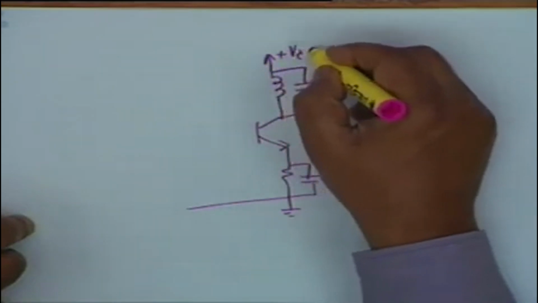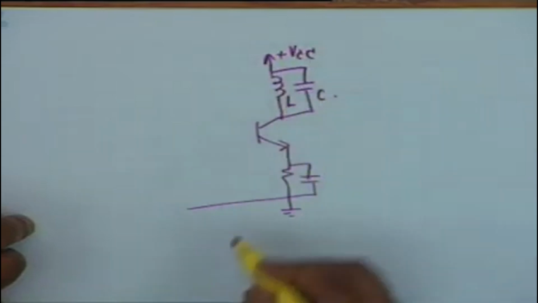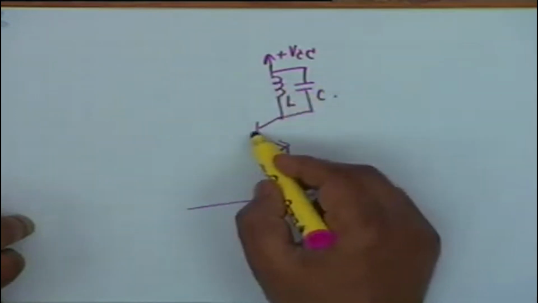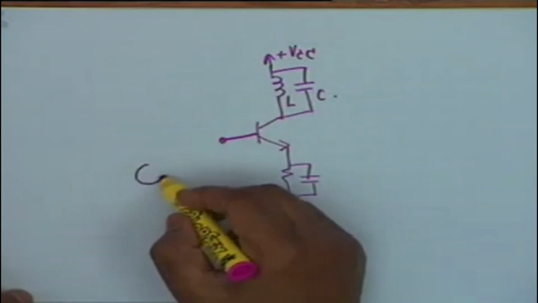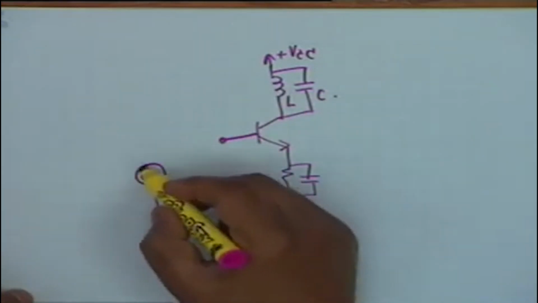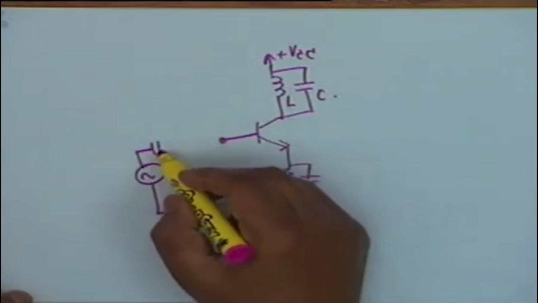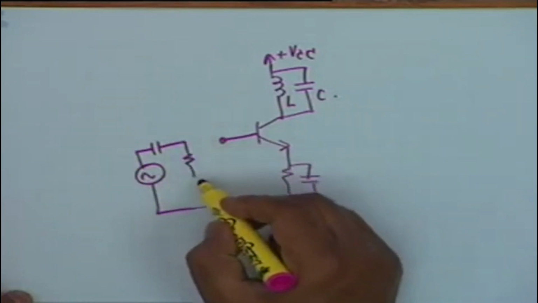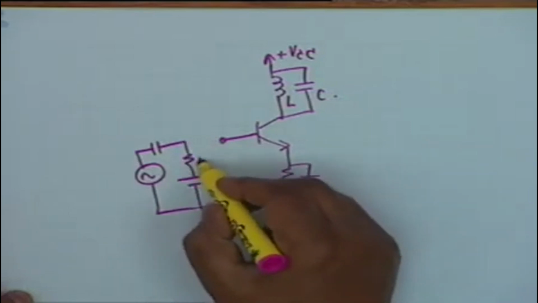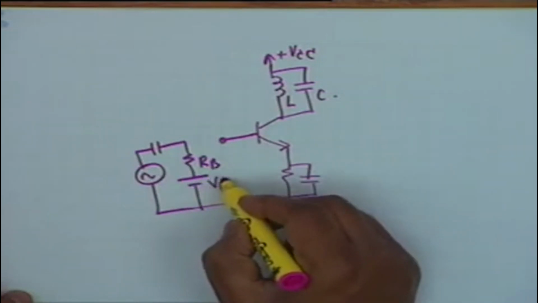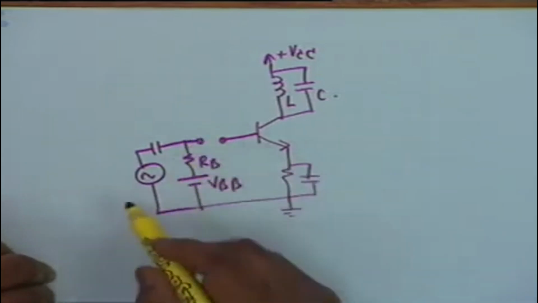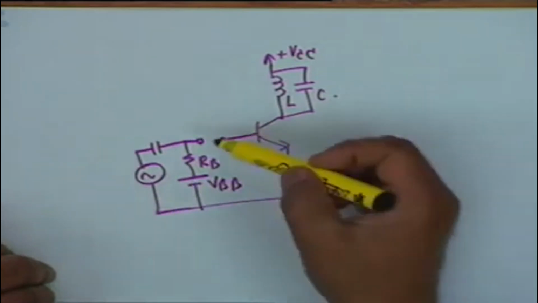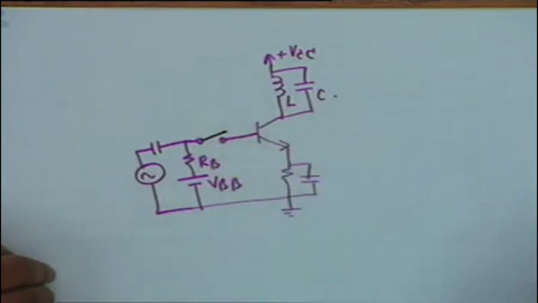This is plus VCC, L and C, and for simplicity, let us represent the biasing by this Thevenin equivalent circuit, that is RB and VBB, all right. Now, normally what we shall do is we will connect this point to this point.